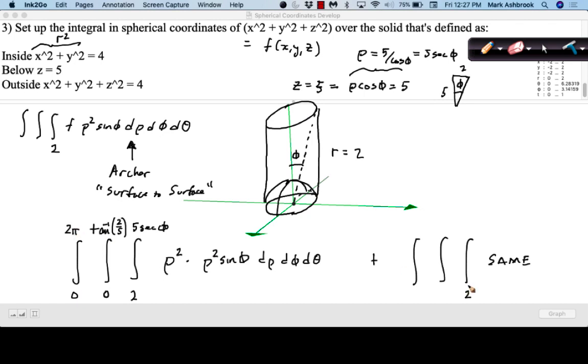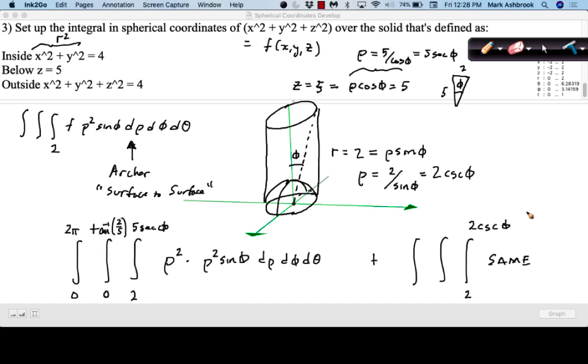Okay, then the other one, we're going to go from 2 to what? So r equals 2. What is r equals 2 in spherical coordinates? Rho sine phi. Therefore, rho is 2 over sine phi, or 2 cosecant. So rho is going to go from 2 to 2 cosecant phi.